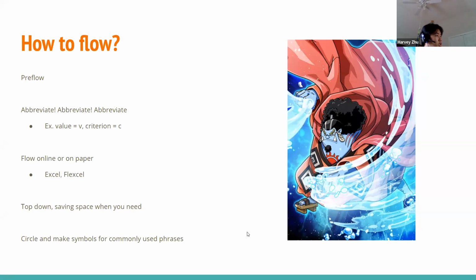And so, specifically how to flow. Usually you flow in 5 columns, depending on if you're negative or affirmative. You have one page for the affirmative and one page for the negative. On one page, you should have your case already pre-flowed, and then their next speech, their 1NR, their rebuttal to your case, you write that right next to it. So you have columns, and you typically just write top down, and you save space when you need. Make sure you're not extending it all the way.